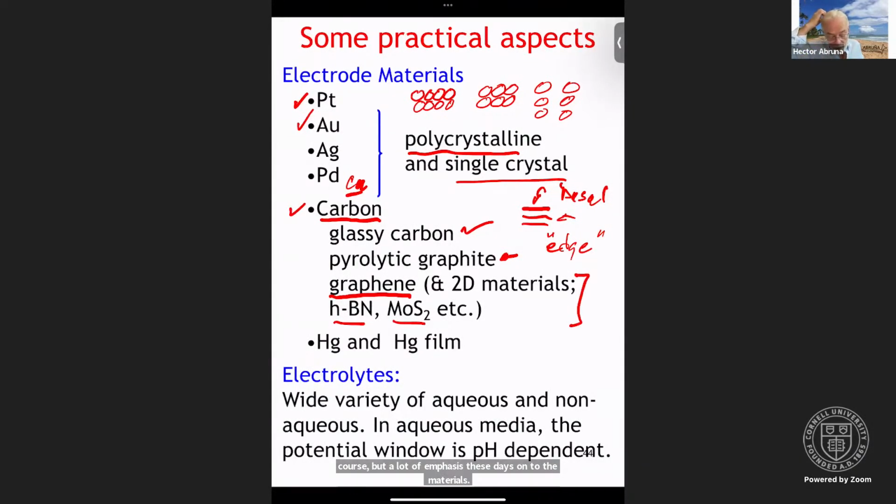I also mentioned mercury and mercury film. This is more historical. People these days try to stay away from mercury because of toxicity concerns. But mercury is very good for trace metal analysis. In particular, mercury films are still used. What you do is you start with a very dilute solution of mercury, let's say of the order of 1 micromolar.